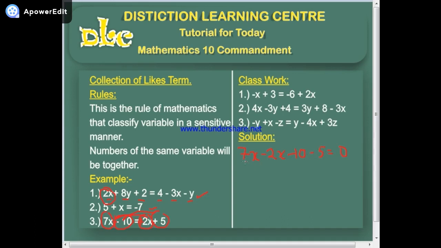So if we now simplify this, it will be 7x minus 2x. That is 7 minus 2, that is 5. You now join the x to it, that is 5x. And minus 10 minus 5, that is a debt of 10 and a debt of 5. So the debt altogether will be minus 15. Minus 15 equal to 0. So definitely our collection of like terms will be 5x minus 15. So that is that about that.